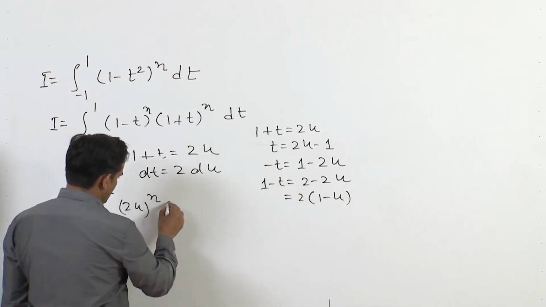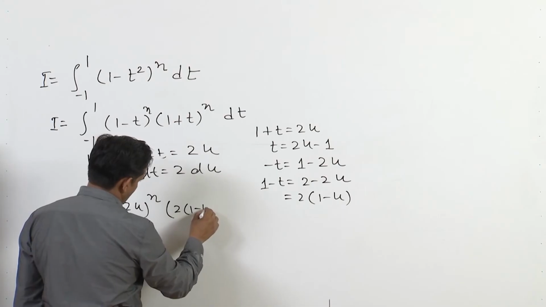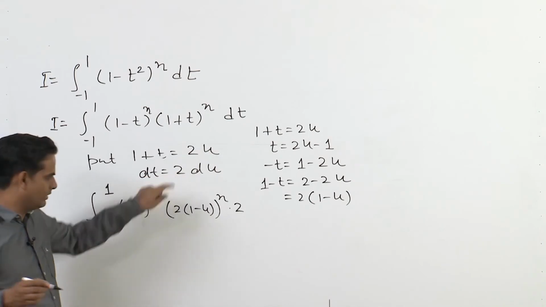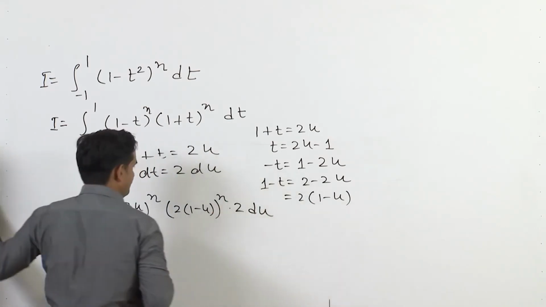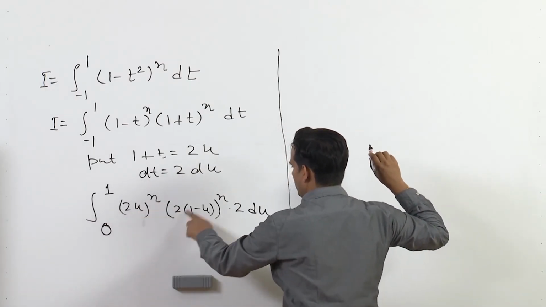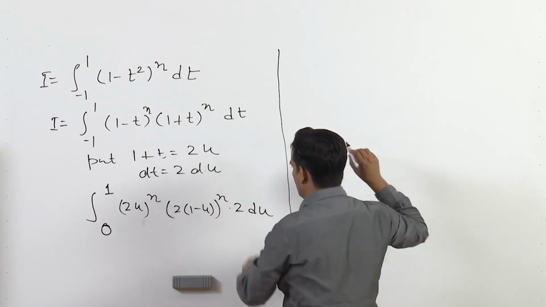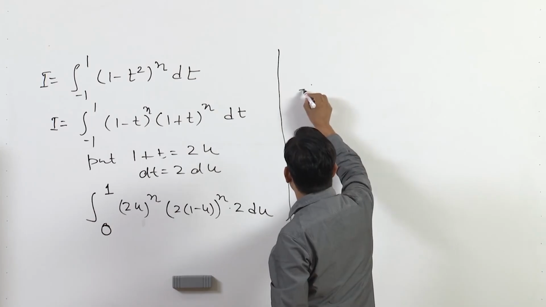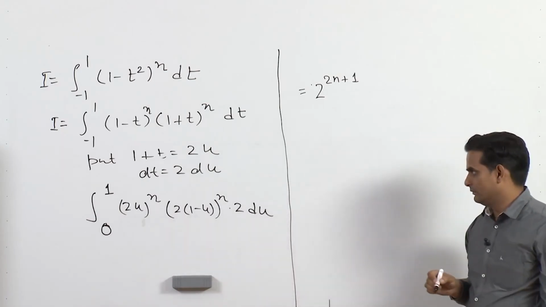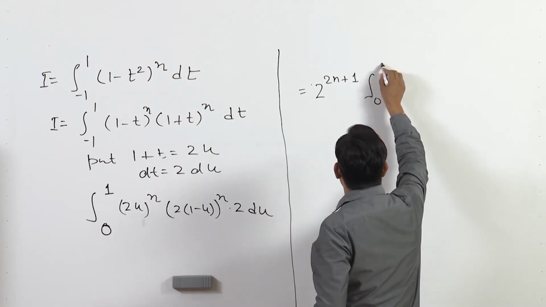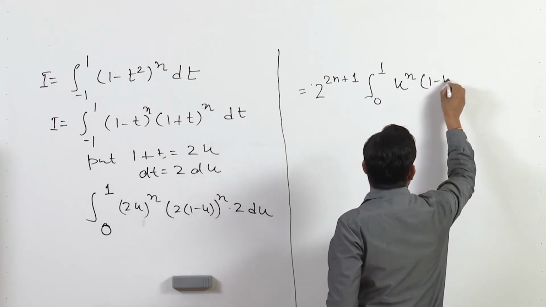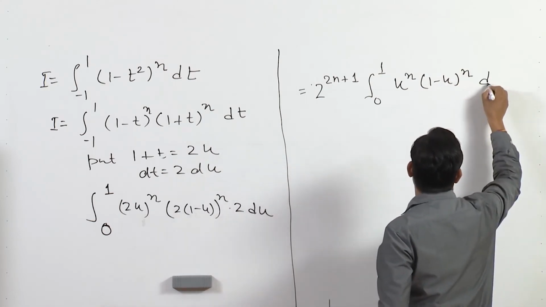So, let me write it here: 2 times (1 minus u) raised to power n, into 2 which is coming from dt equals 2 du. I can take all these 2 outside. So, 2 raised to power n from here, 2 raised to power n from here, and 2 from here. So, it will become 2 raised to power 2n plus 1, times the integral from 0 to 1 of u raised to power n (1 minus u) raised to power n du.